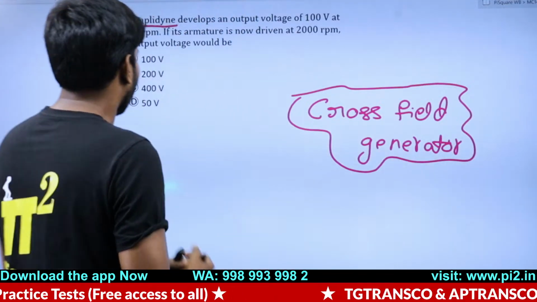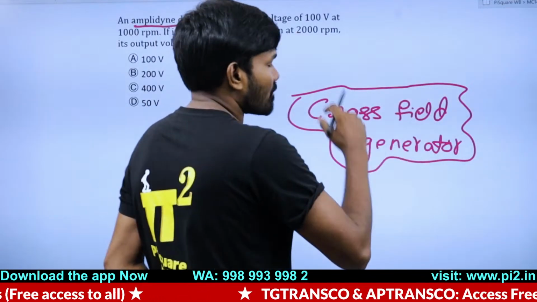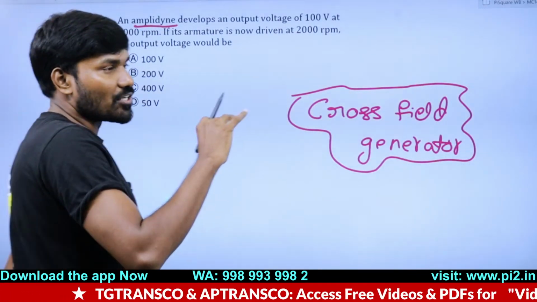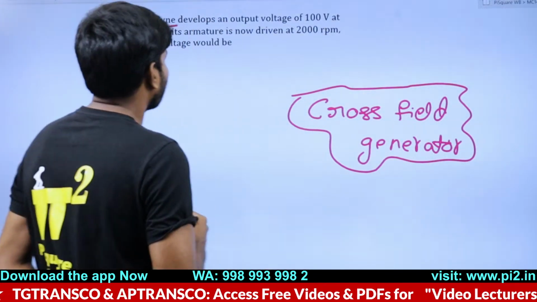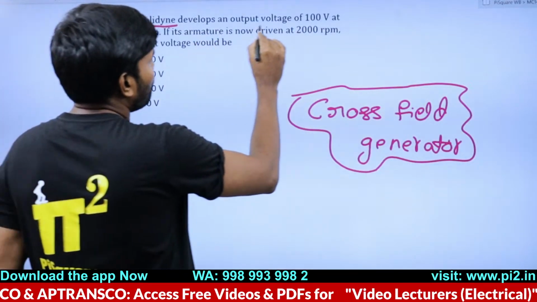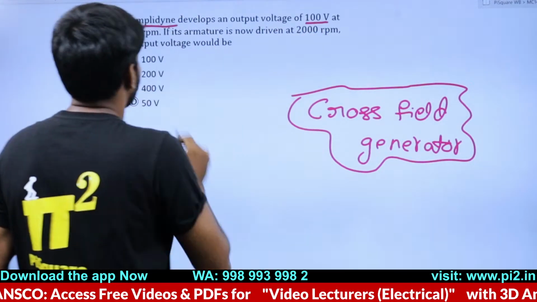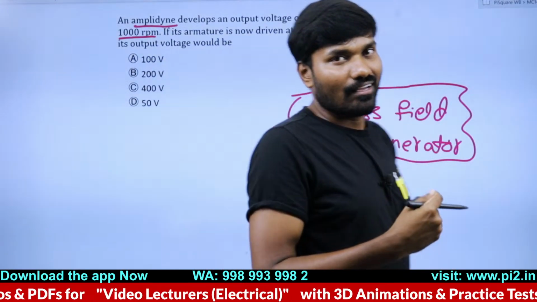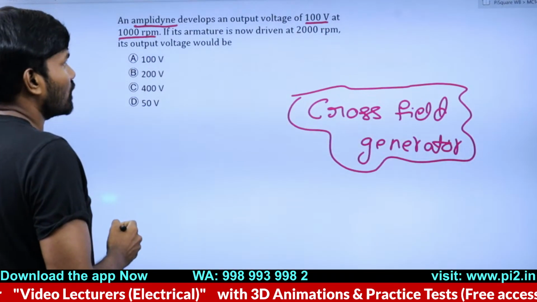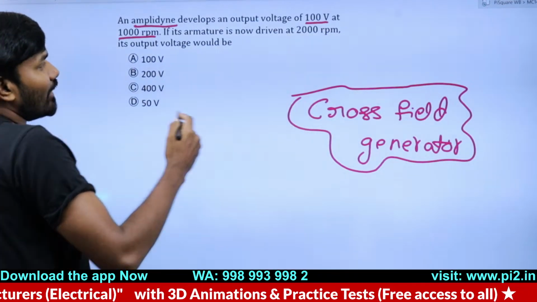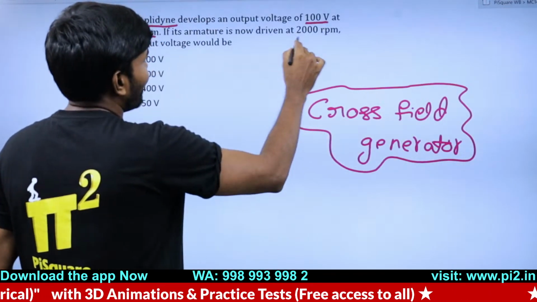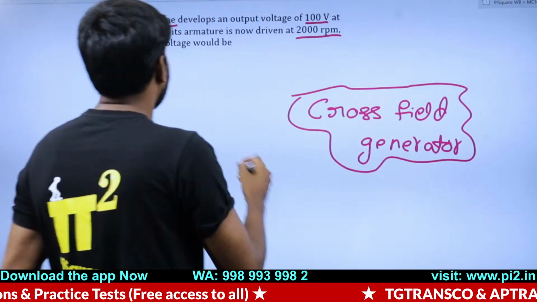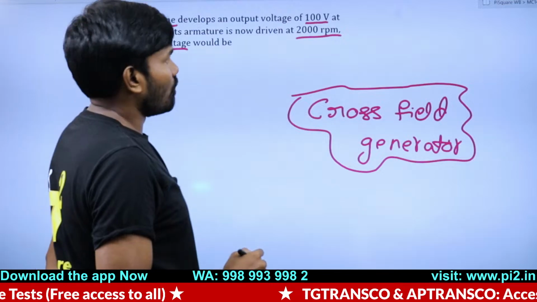Now coming to these cross field generators, be it metadyne or amplidyne, they are structurally a little different. We'll see that. Now it is said the output voltage is 100 volts when it is rotating at 1000 rpm. If its armature is now driven at 2000 rpm, meaning the speed has doubled, then what is its output voltage? That's the question.